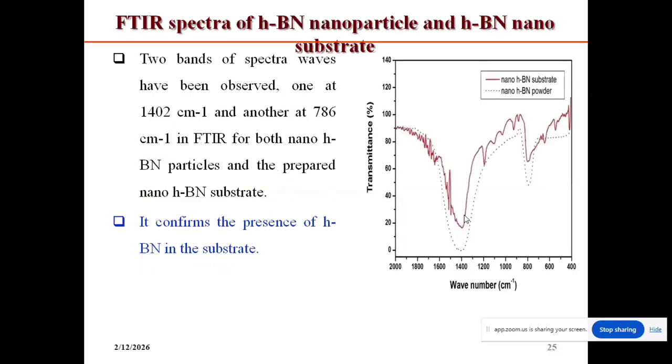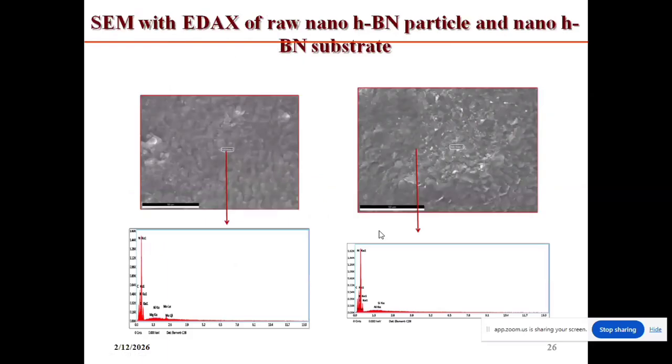This is the FTIR image of the prepared substrate and nanoparticles, and the figure confirms the presence of HBN in the substrate. What I'm saying is that after the sintering process, the hexagonal boron nitride properties are retained. So we can confirm the statement from this figure. This is the SEM with EDAX image of the prepared substrate and materials.